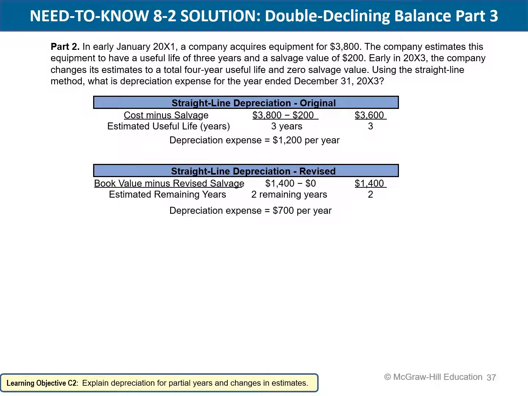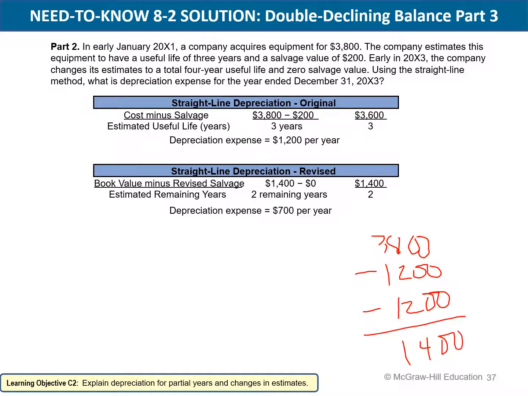Then early in 2003, they change it to a total of 4 years and a 0 salvage value. So our net book value at the time that they re-estimate would have been $3,800 originally, minus the $1,200 for year 1, minus $1,200 for year 2. So we have a net book value of $1,400, and they're revising the salvage value to be 0. They're saying it's a total of 4 years, so we have 2 down, and 2 more remaining. So 1,400 divided by 2, we're going to take depreciation expense of $700 for each of the next 2 years.